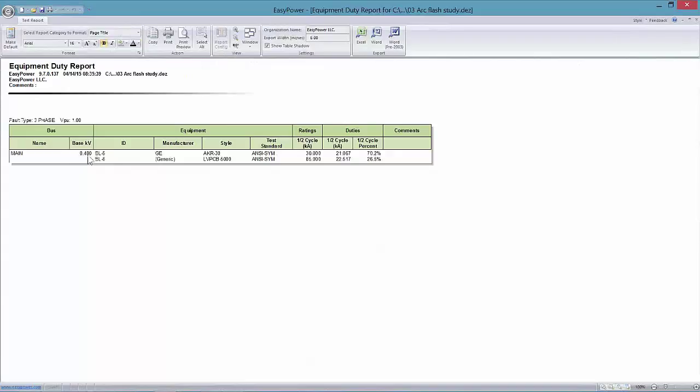So what this is showing is that BL5 and 6 were tested at the factory. BL5 is guaranteed to withstand 30,000 amps, and so it's only seeing a 21,000 amp hit when it's at faults. So its duty is 70%, which means we have about a 30% headroom and safety margin. Likewise on BL6. So this is what's referred to as duty in a power system design.